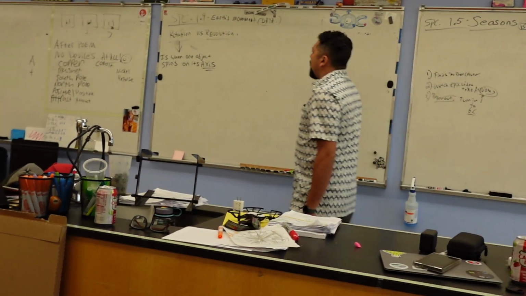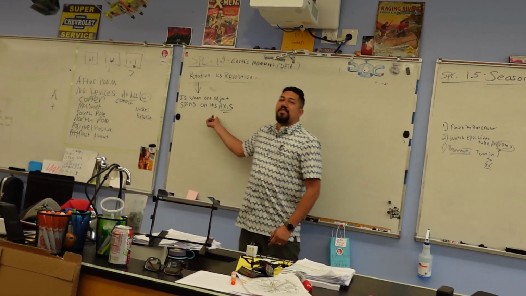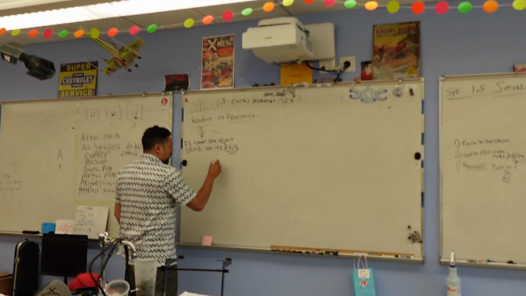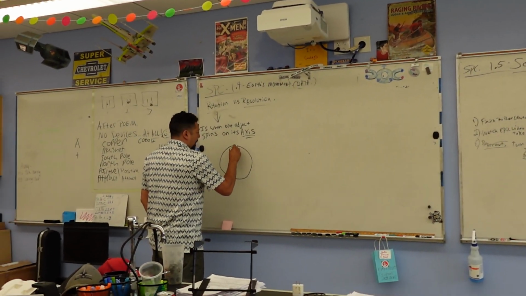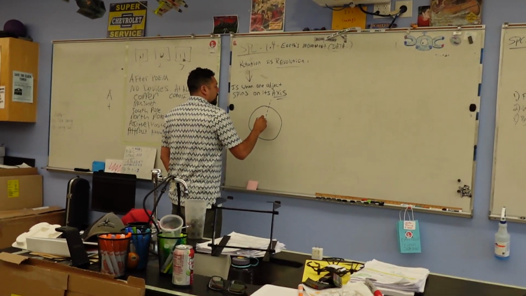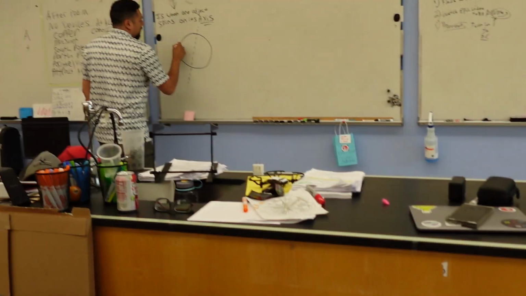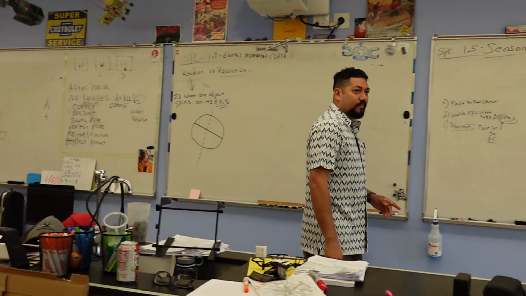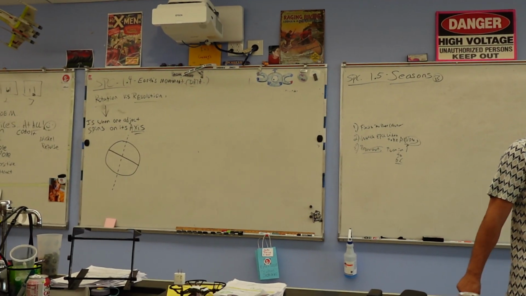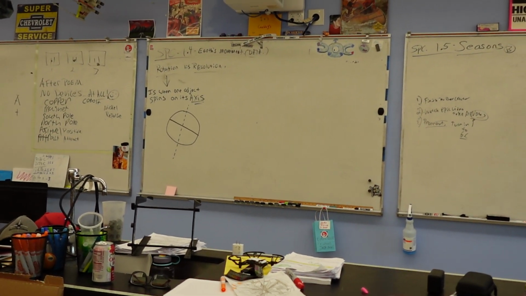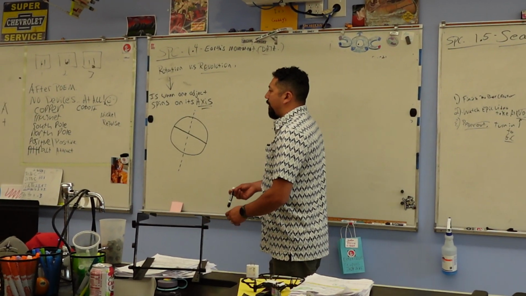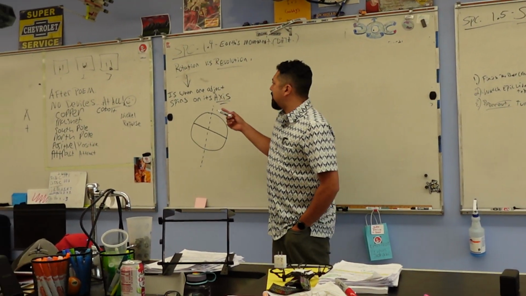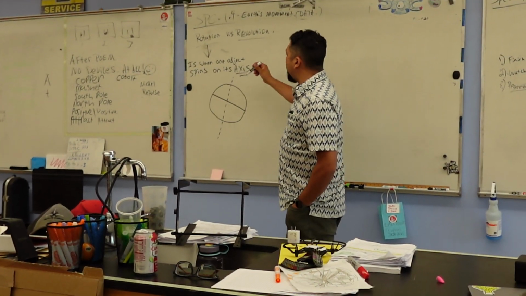Rotation versus revolution is when one object spins on its axis. Okay? Now, let's draw a circle. Let's draw its invisible axis with a dotted line. And then draw a solid line perpendicular to that. Now, what we just drew was the Earth. The Earth is an example of an object that spins on its axis. Rotation, rotates on its axis.